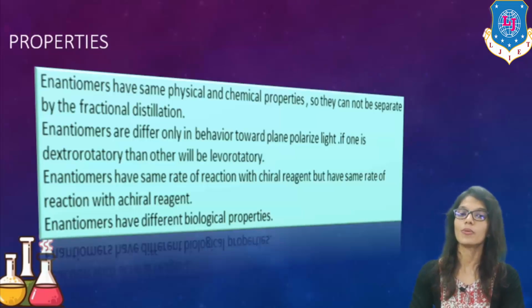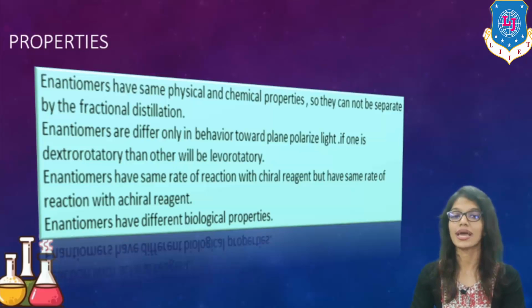Now, let's observe the properties of the enantiomers. Enantiomers have the same physical and chemical properties, so they can be separated by fractional distillation only. Likewise, the enantiomers differ only in their behavior towards plane polarized light. If one is dextrorotatory, then the other form is levorotatory, and even a racemic mixture can be obtained. So we can differentiate the enantiomers: compounds which are mirror images but non-superimposable on each other are enantiomers.